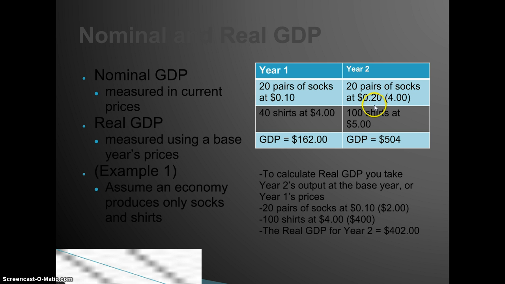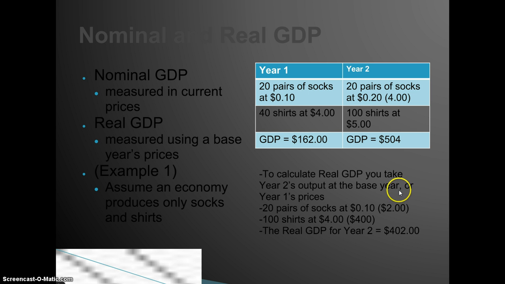Now, because there's a change in prices, if you're going to really compare them, it's not going to work just adding those together, because if you'll notice, a pair of socks increased by 10 cents, and the shirt increased by $1. And you'll also notice I obviously do not go shopping because those numbers are way off, but hopefully you get the idea.